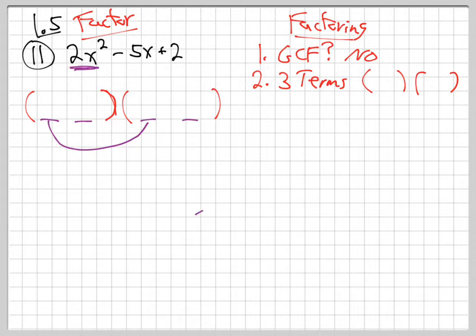So anyway, front times front. What times what makes 2x squared? Well, 2x times x. There's really no other choice, right? 2x times x makes 2x squared. Got it. Now, jump to the back. Don't worry about the middle. We'll do that last. Back times back, or last times last. The last one in the first parenthesis times the last one in the second parenthesis has to make the last number. What times what makes 2? Well, 2 times 1, right?